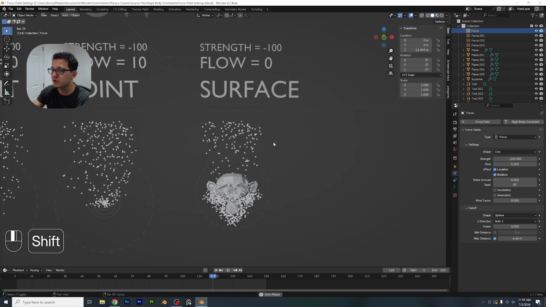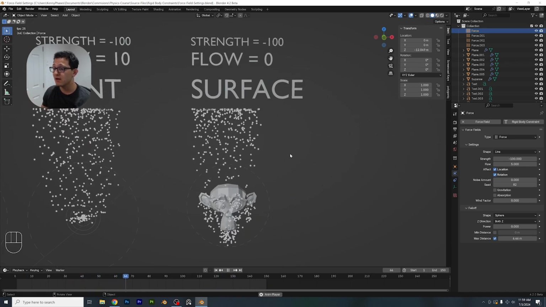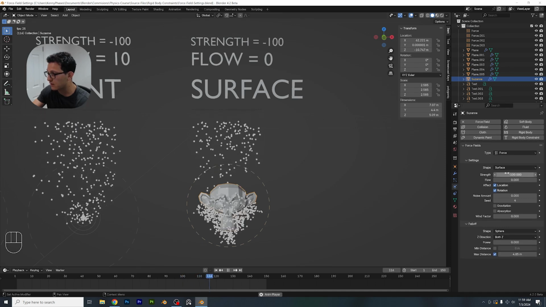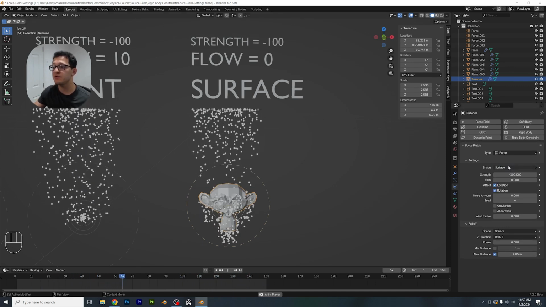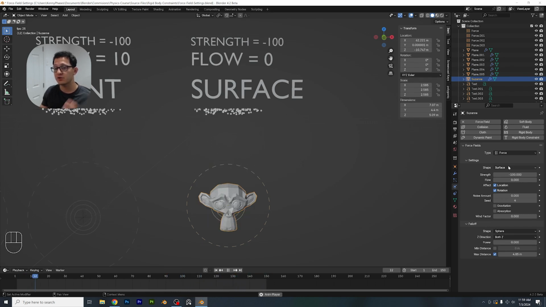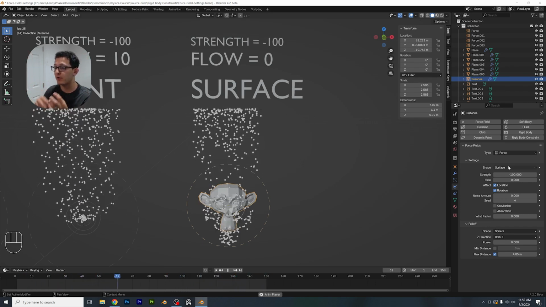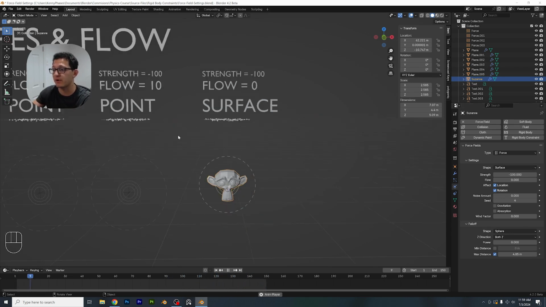And then next up we have surface. So as you know, we can apply force fields to objects as well. Now, if I click on this force field right here, you'll see under our shape, we have point, line, plane, and surface. I'm using the surface shape type here. And the reason I'm doing that is to show you how you can actually attract all of the particles to the surface of the object itself. So that's basically what's happening right there.